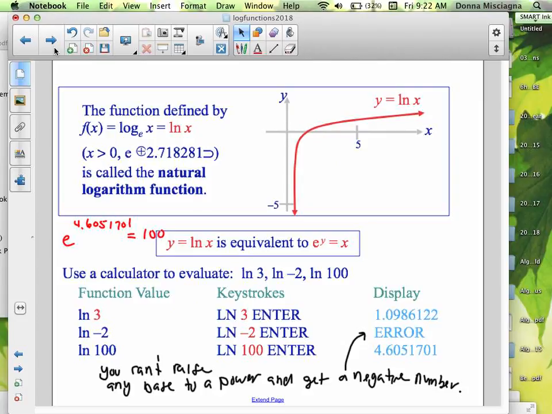So if we want to use our calculator to evaluate natural log of 3, natural log of negative 2, and natural log of 100, natural log of 3 gives us 1.0986122.